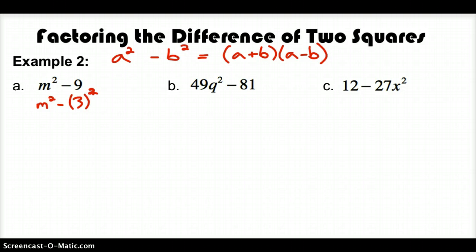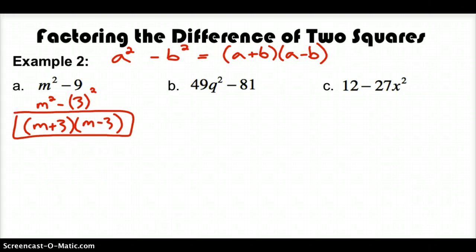Sorry, that's a bad little exponent there. So I could write this as this. And then I know that I can use that special pattern and write this as m plus 3 times m minus 3. And so that would be our final answer.